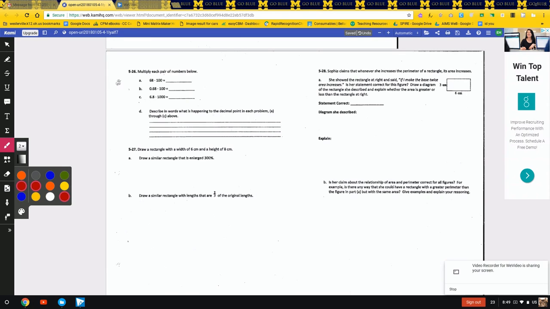5-26 is just asking to multiply each one. Hint, I'd look at your zeros because you're just going to be adding those to your numbers and your place values. If you can't figure that out, then you can go the old school way and write it out and multiply. But for whatever strategy you have, you can look at the decimal point and just tell me what's happening to it from your first number to your answer.